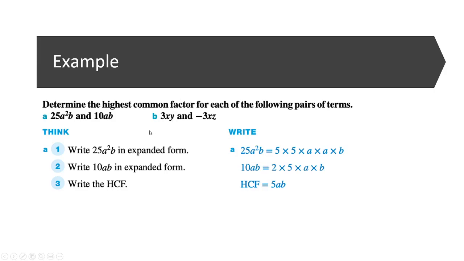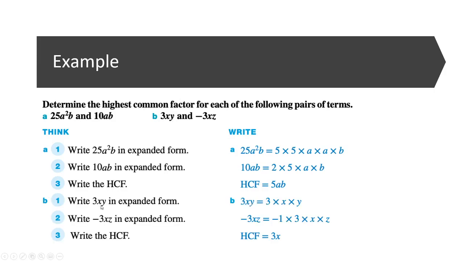Let's look at this second one. We can go through the same process. We write 3xy as expanded, so that's 3 times x times y. We write negative 3xz as expanded. Now, negative 3 is actually negative 1 times 3 times x times z. Again, let's look at what's common. We both have 3's, we both have x's, so our highest common factor is 3x.